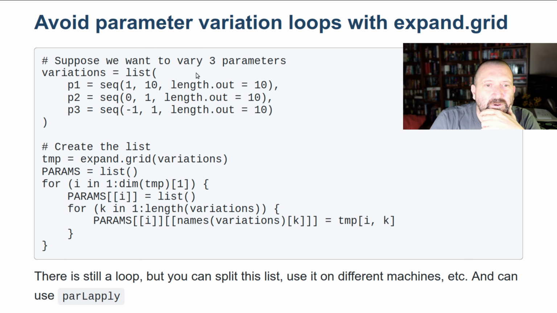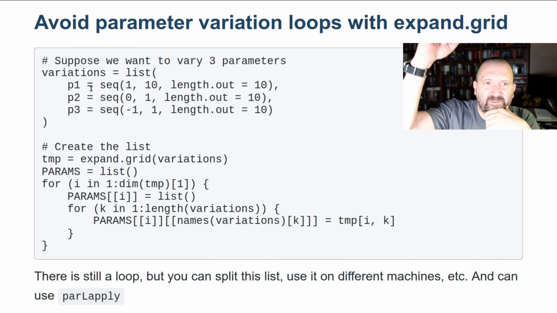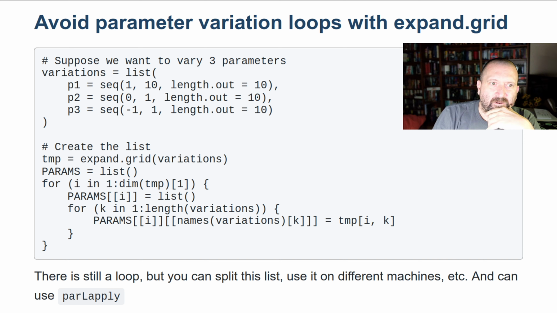So I want to show you another way to do this, which is very useful because it makes it possible to use parallel apply on these types of things. It's to use the function expand grid. So expand grid takes each one of the parameters that you have here, and it takes every single value. Okay, so it's going to take the value 1, and then every single value of this, and then every single value of this.